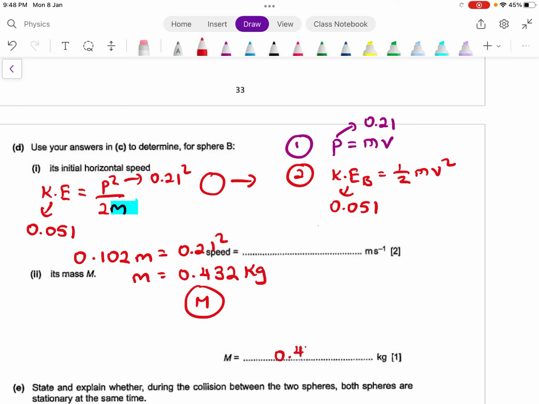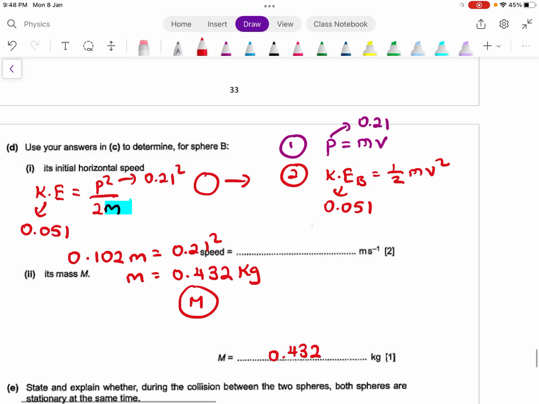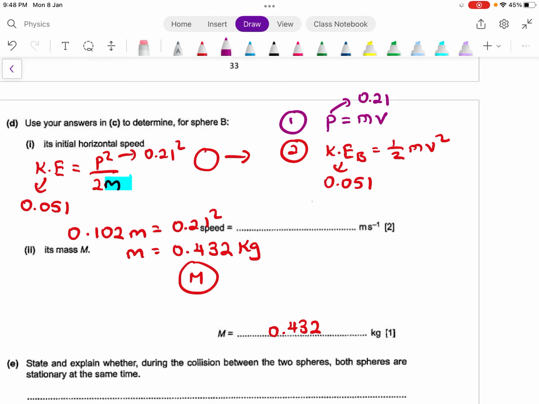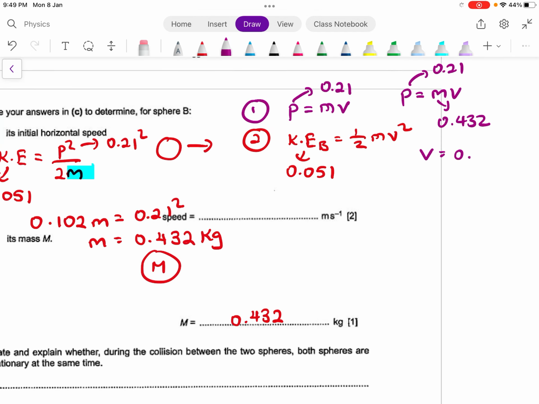Of course I solve for part 2 first. I just put here 0.432 kg. How do I actually solve for the speed? After I know my mass already, I can just put it in. So P is equal to mv. My momentum is 0.21, my mass is 0.432. So my speed, I can use 0.21 divided by 0.432. So this will give me a horizontal speed of roughly 0.486 meter per second.